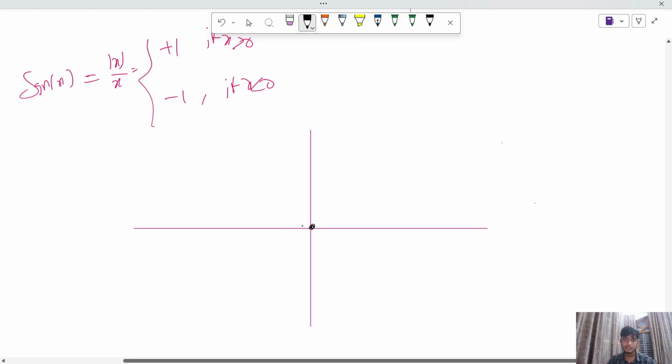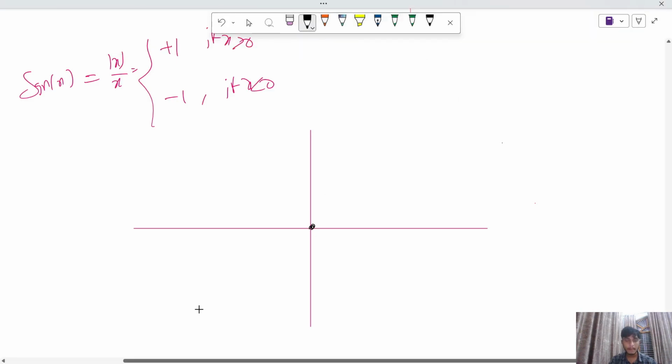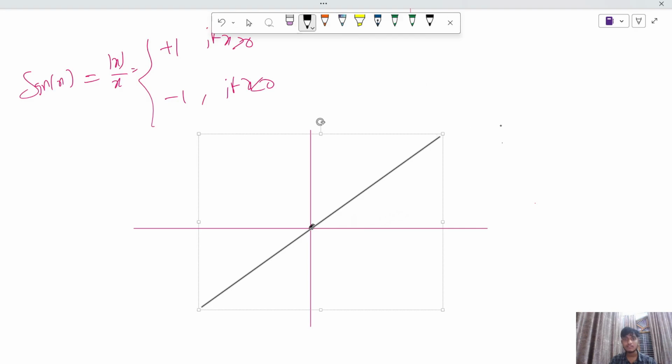This is what x will look like, right? Let me take a straight line. This is f of x equals x, then this is positive and this is negative.